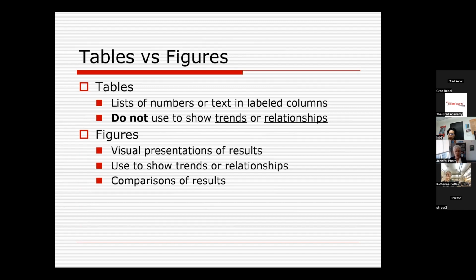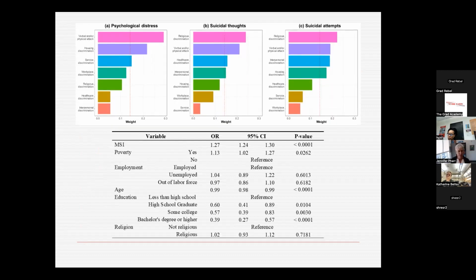However, tables do not show trends or relationships. So if you're trying to show trends and relationships, you would be better off using a figure. So figures are really good for showing trends or relationships, a good visual presentation of the results. Or if you want to compare results, like if you do X intervention, you get Y outcome, and if you do Z intervention, you get Y outcome, right? And you can see, well, X intervention was much better. You got a much better outcome than Y intervention. But again, figures are not good if you want people to see very precise numbers.